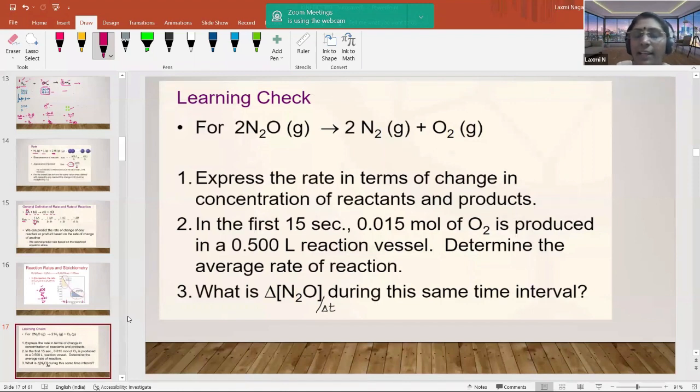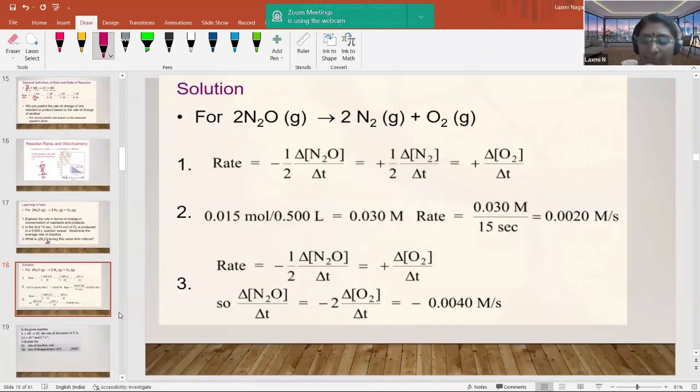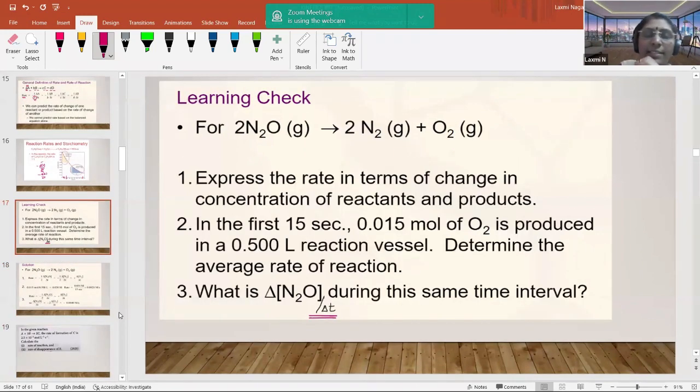I had given some questions here on the importance of introducing the negative sign and all that. I think I will not spend much time on this. I thought we would do some questions, but if you can read the questions and tell me if there is any problem, then we will try to do them. Otherwise, I think we will just move on. Express the rate in terms of change in concentration of reactants and products. In the first 15 seconds, 0.015 moles of O2 is produced in a 0.500 liter reaction vessel. Remember, it's the quantity and the volume.